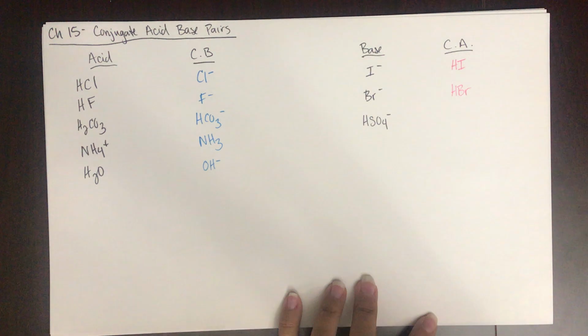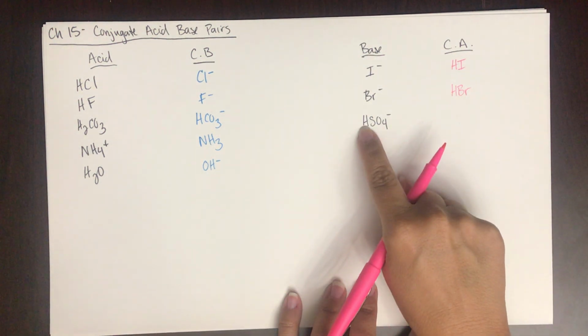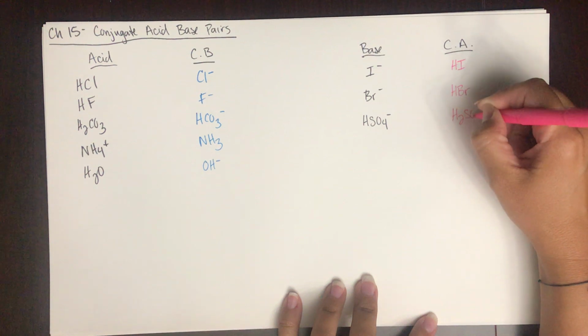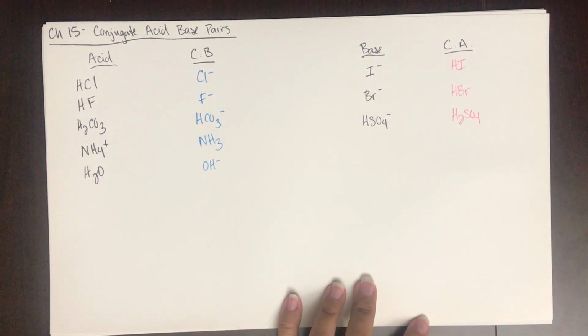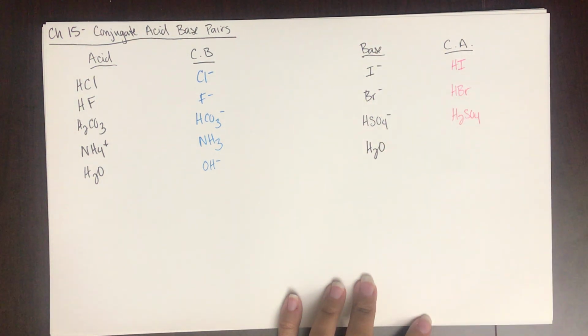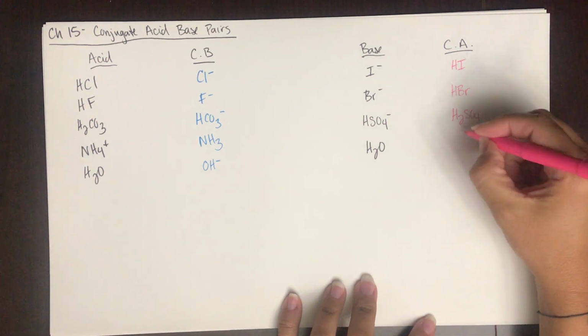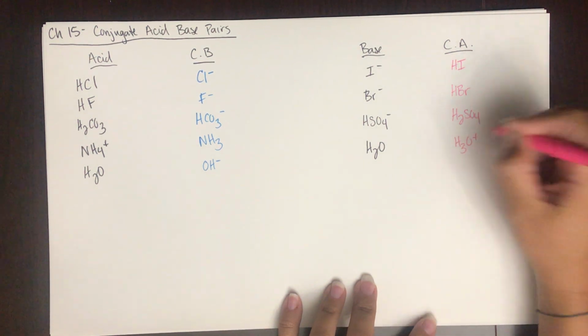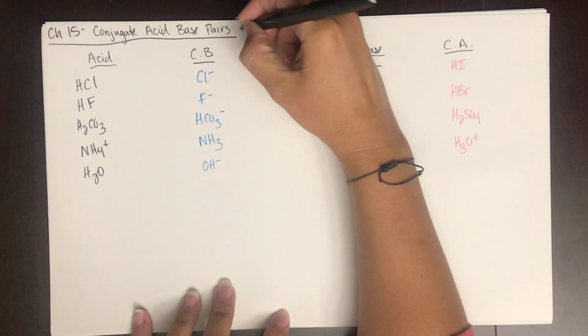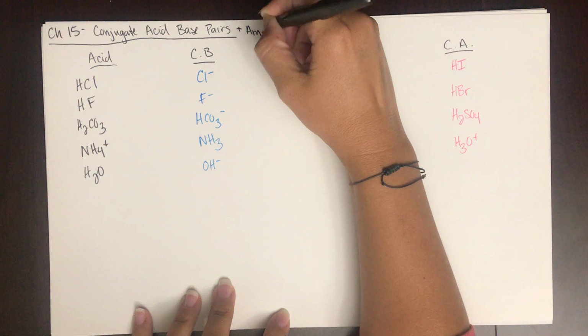Here, if we add another hydrogen in the front, instead of having HSO4 minus, we're going to have H2SO4, which is neutral. This is sulfuric acid. Let's look at water when water acts like a base. So if we add a hydrogen to this, H3O plus, this is the hydronium ion. So maybe we'll name this conjugate acid-base pairs and amphoterism.